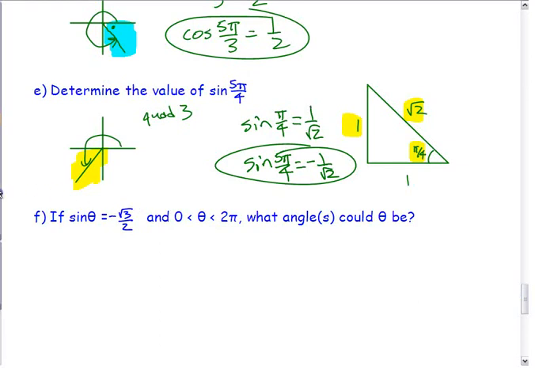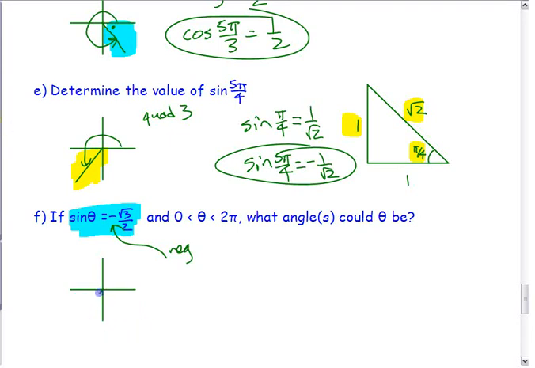Now this is sort of working backwards here. If you're given a ratio, if sine theta is negative root 3 over 2, what angles could it be? So you're looking for the angles. You can get them by looking back from the triangles. First of all, again, think of what quadrant you're looking in. Where could it be? If it's negative, it's got to be quadrant 3 or quadrant 4, right? That's where sine is negative.